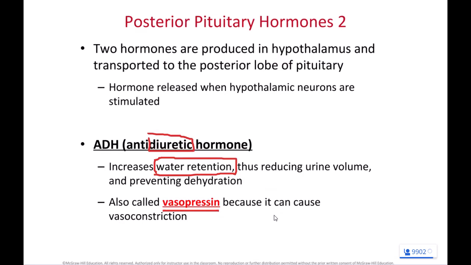When we think of the posterior pituitary, we have antidiuretic hormone. That's going to primarily affect the kidneys. More than anything else, I want you to associate ADH with affecting the kidneys.